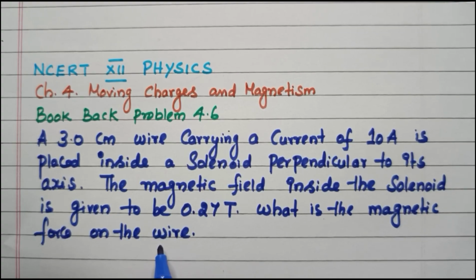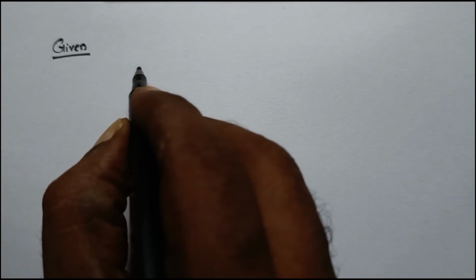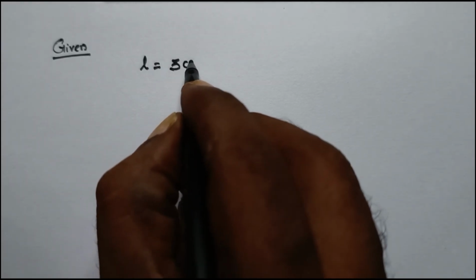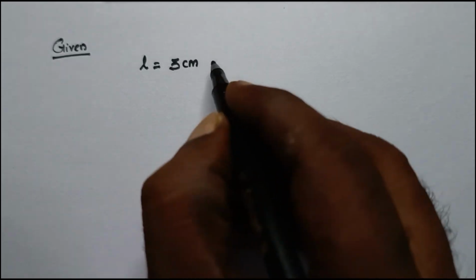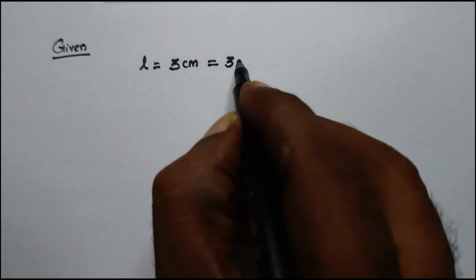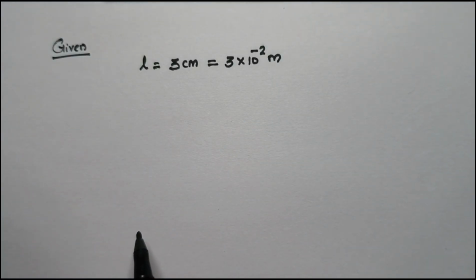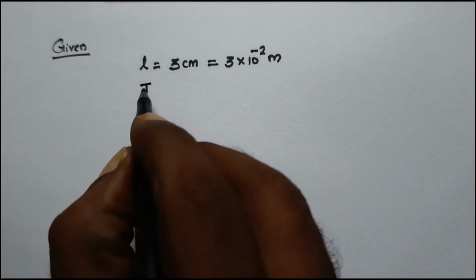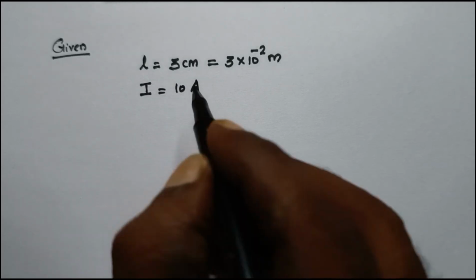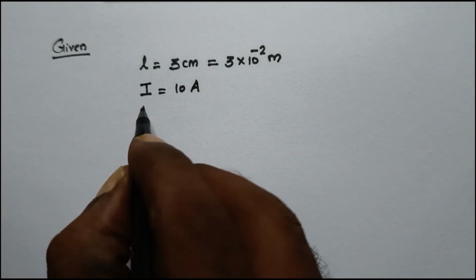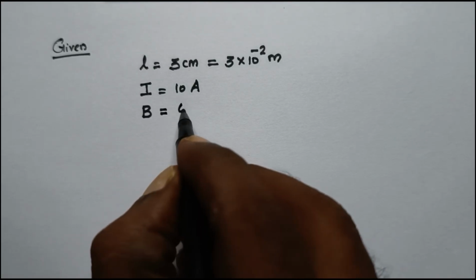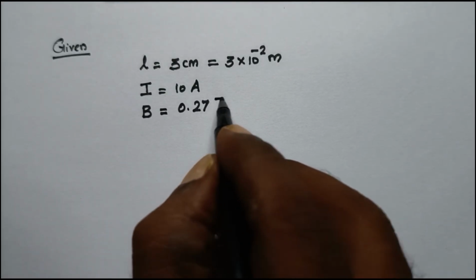Now first let us write what are the numerical data given. Length of the wire is given. Let us take the length of the wire is L. L is equal to 3 cm. It has to be converted to SI unit meter. Therefore, this is equal to 3 into 10 to the power minus 2 meter. Current passing through the wire is given, which is I. I is equal to 10 ampere. Next, the strength of the magnetic field B is given. B is equal to 0.27 Tesla.